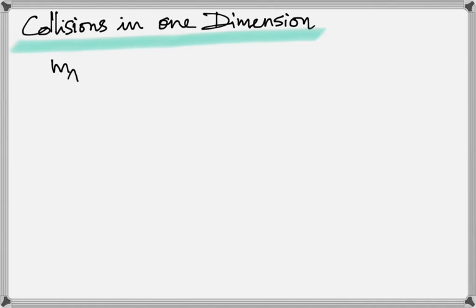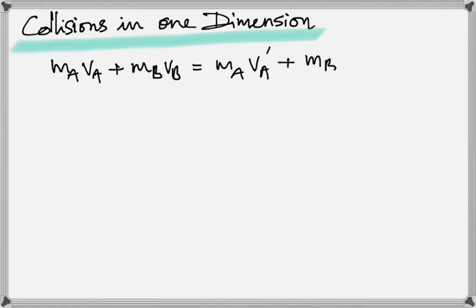Okay, so we're going to derive something. We already know the momentum will be conserved, isn't it? What's the formula that we get? Write that down, please. MA VA plus MB VB is equal to MA VA prime plus MB VB prime.